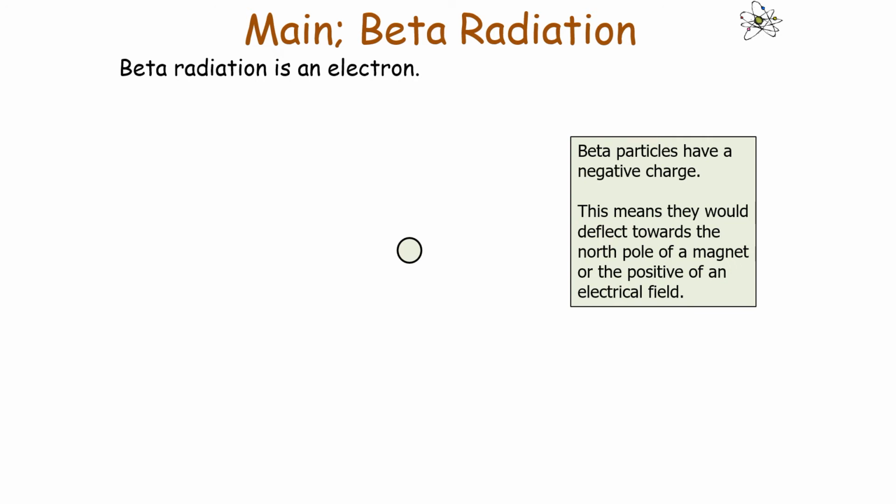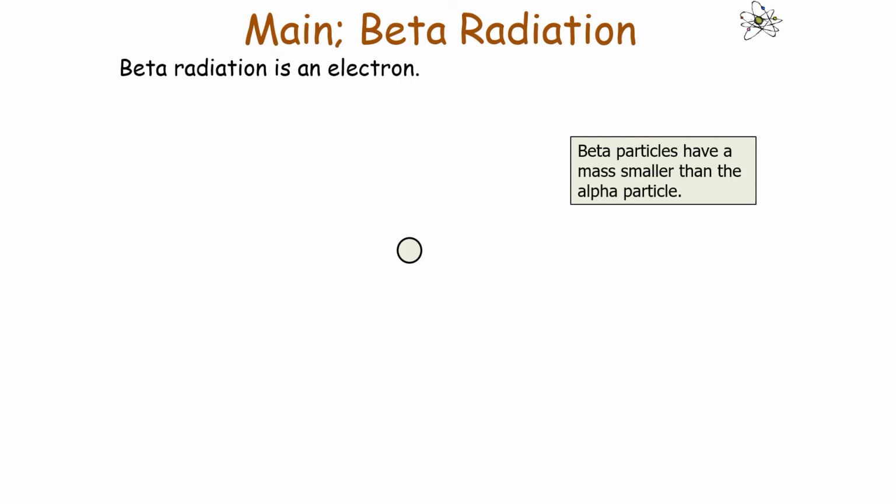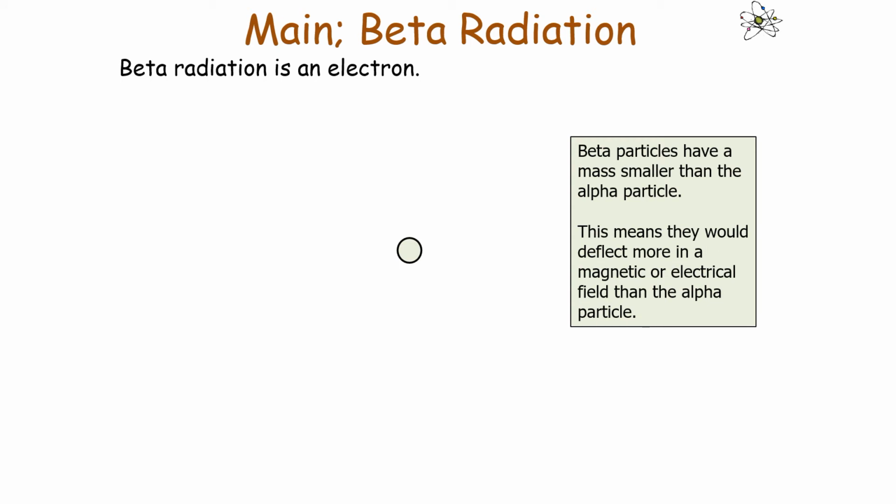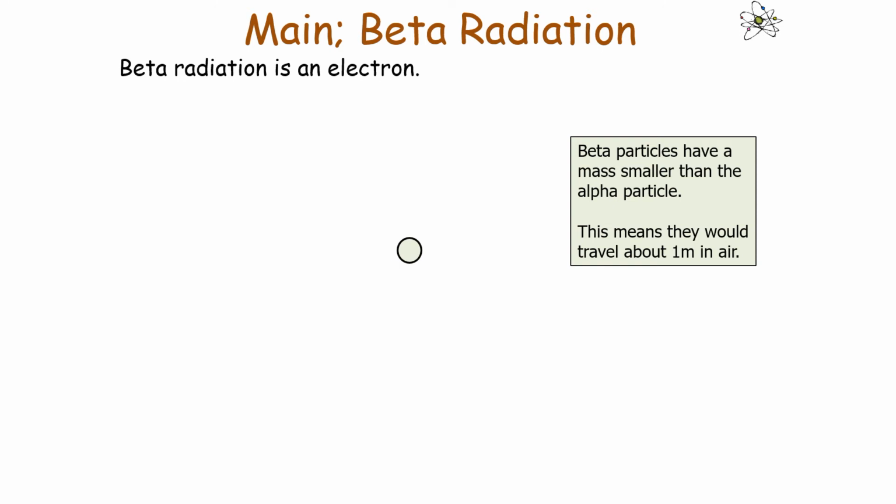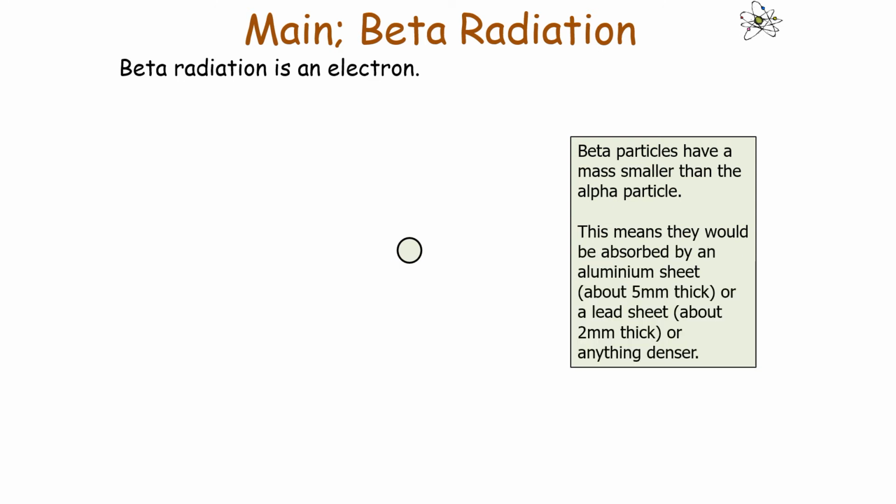Now, this means they would deflect towards the north pole of a magnet or the positive of an electrical field. Beta particles have a mass smaller than an alpha particle. This means they would deflect more in a magnetic or electrical field than an alpha particle because they have less mass. But because they have a smaller mass, it means that they are now moderately ionizing, and they would travel about 1 meter in air. So this means that they will be absorbed by an aluminium sheet about 5 millimeters thick, or a lead sheet about 2 millimeters thick, or anything denser.